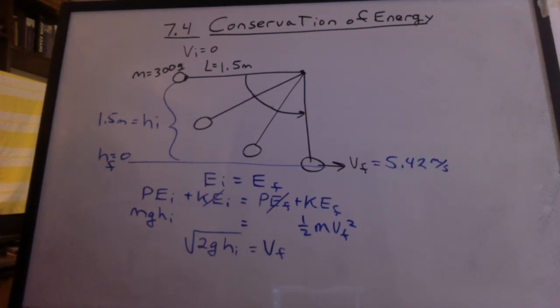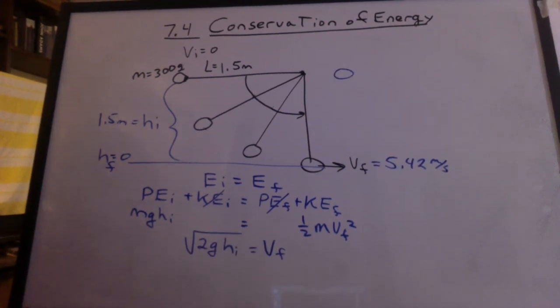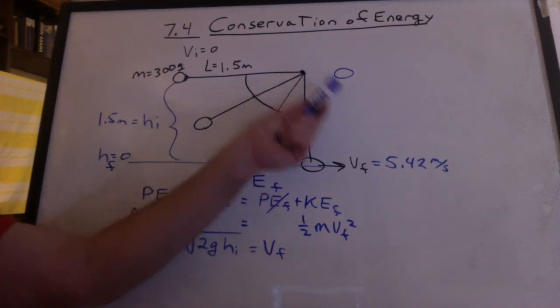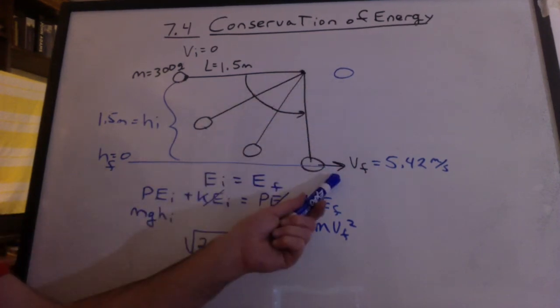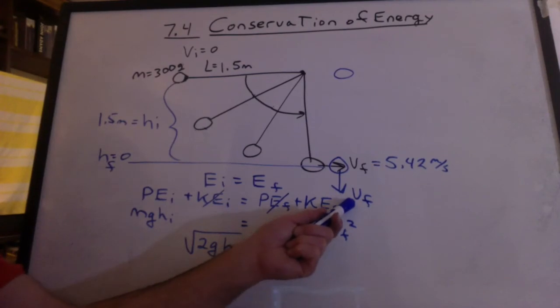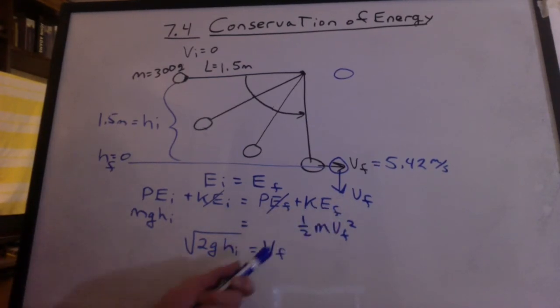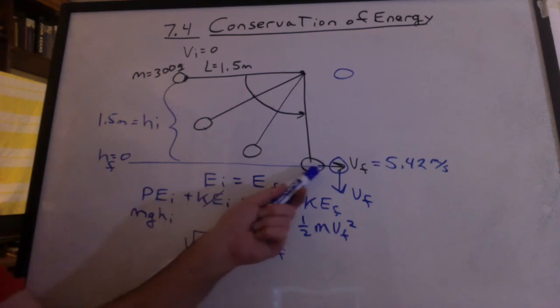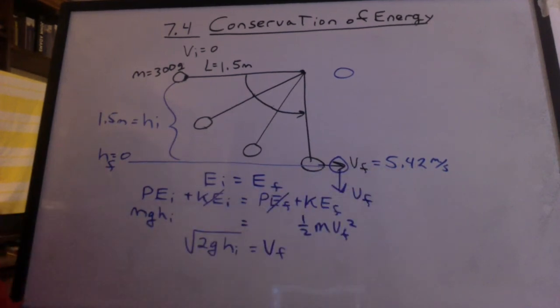And we get 5.42 meters per second. Now we should note that if we drop a ball from the same height, by the time it gets down to here, it'll have the same final velocity. It's the same formula. It's just that the rope is redirecting it and making it go in a different direction.